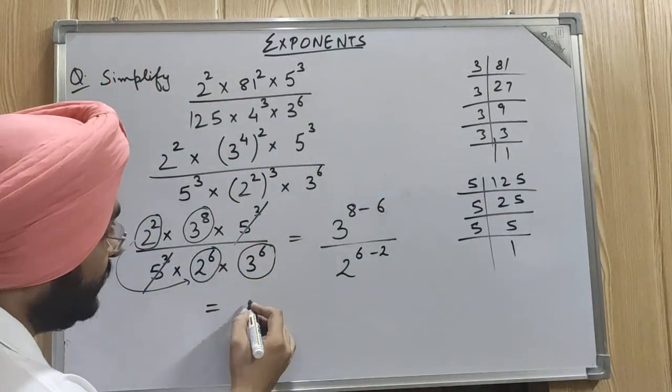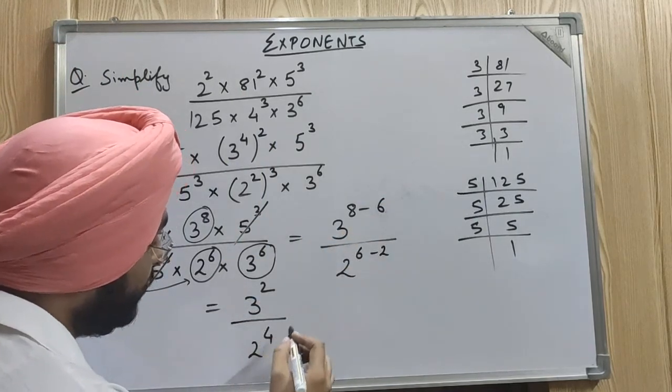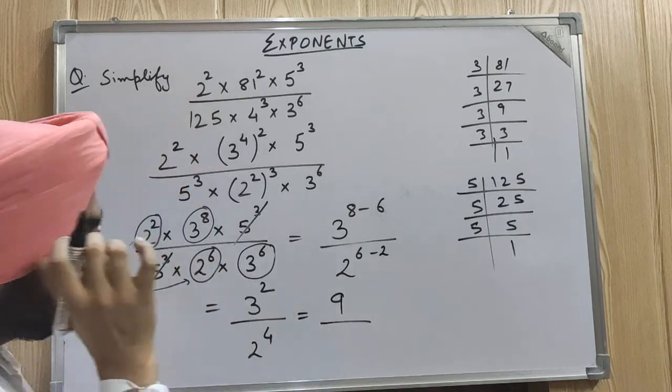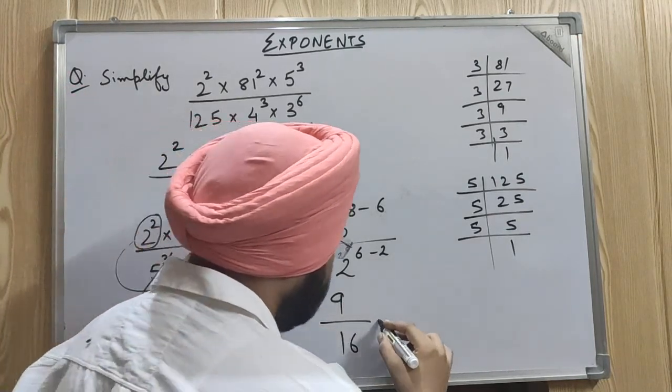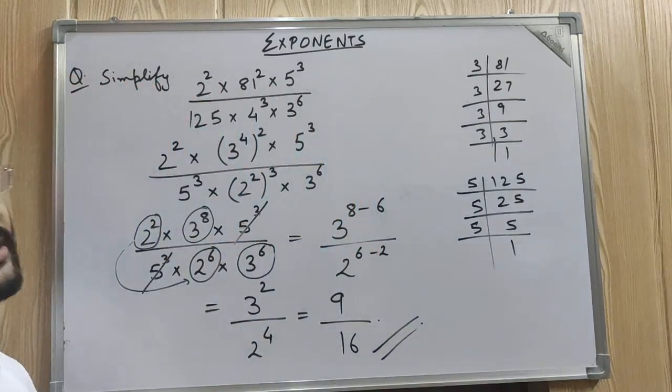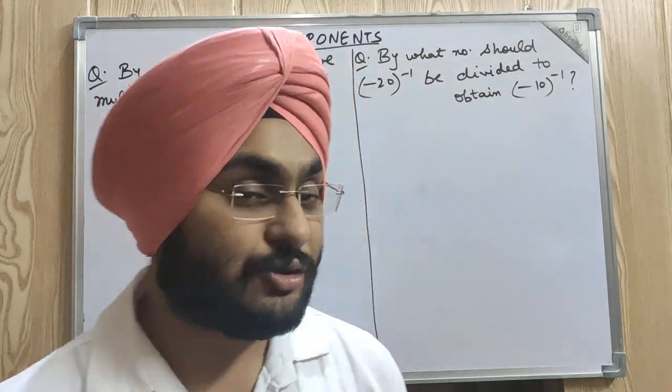So we will be left with 8 minus 6 which is 2, and 6 minus 2 which is 4. So 3 squared will be 9 and 2 raised to the power 4 will be 16. So this will be our answer here. Coming to the next question now.